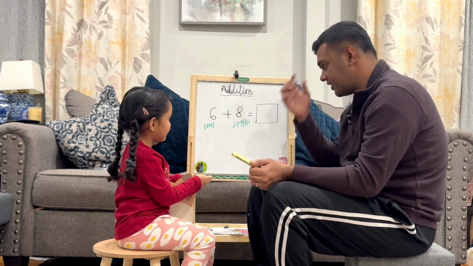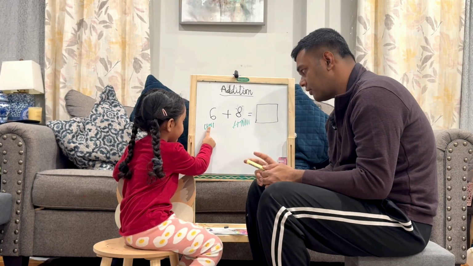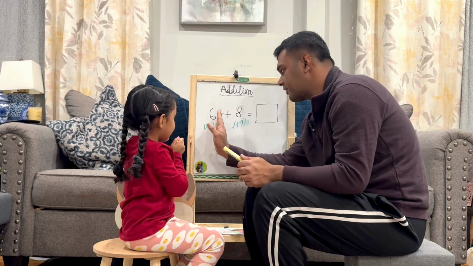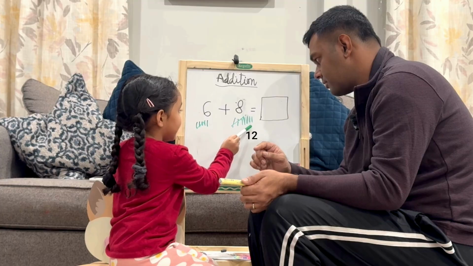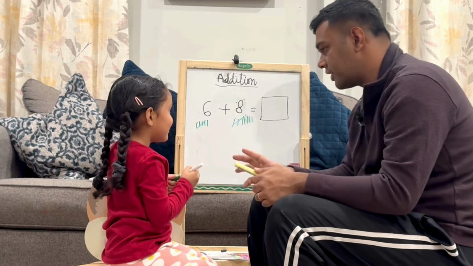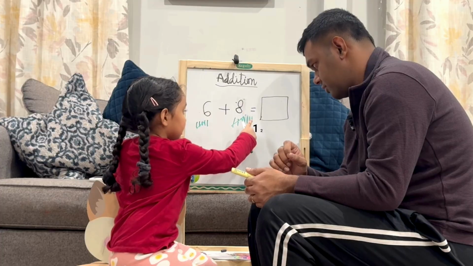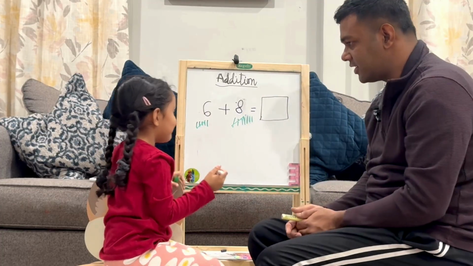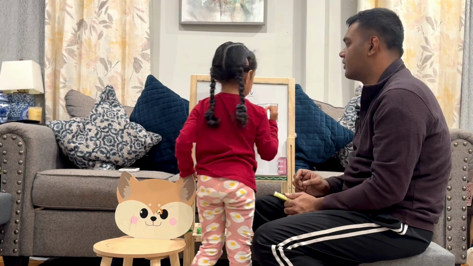So 6 plus 8 is how much? How many? You already know this is 6, so you don't have to count it again, you can start from 7. 7, 8, 9, 10, 11, 12, 13, 14. So 6 plus 8 is equal to 14. So write 14.